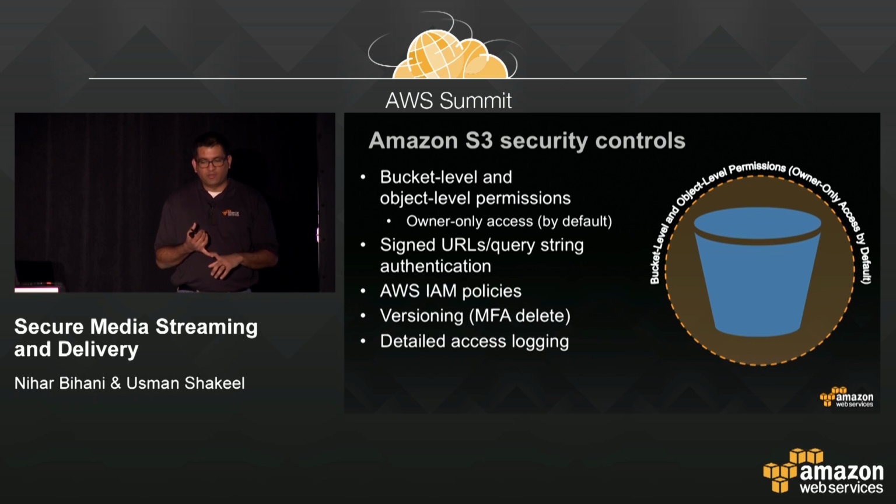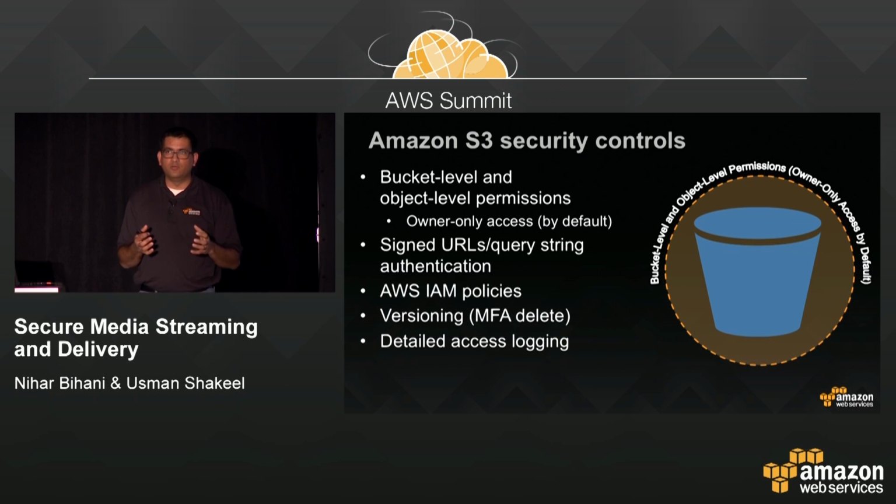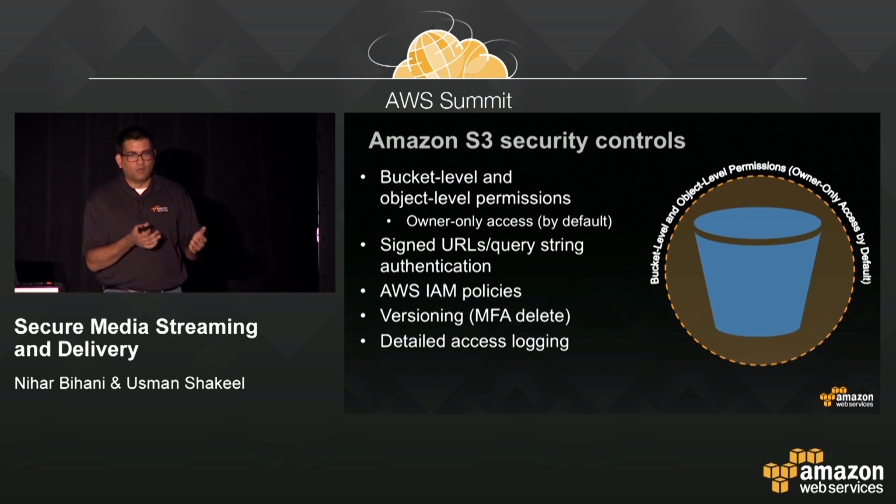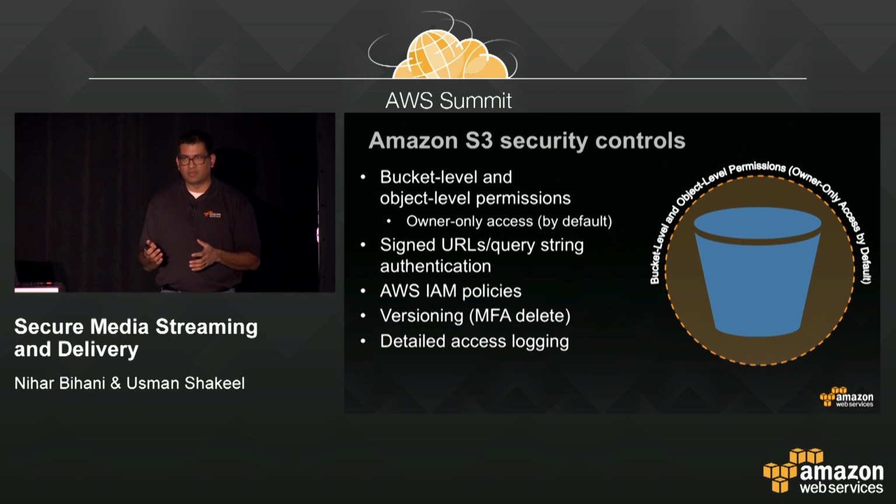So, by default, you get bucket level and object level access control with S3. When you first create an S3 bucket and upload a file into S3, only you, the owner of that bucket, has access to that file. That's by default. Now you can open up access and give others access, whether that's other people or other AWS services, but you have to explicitly do that.